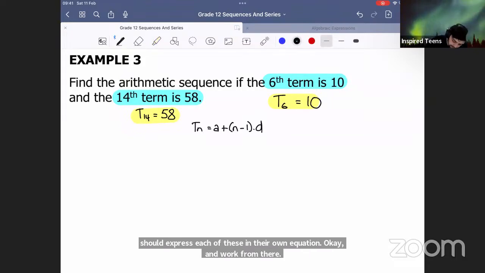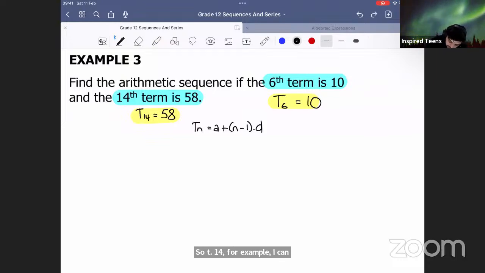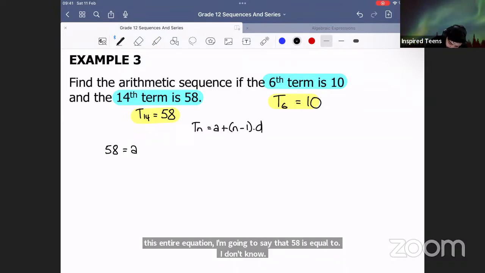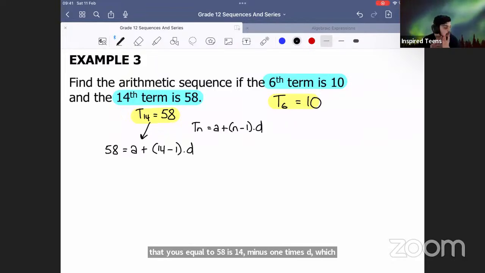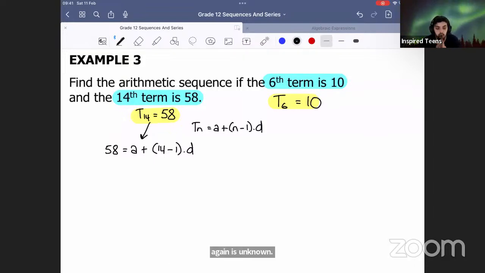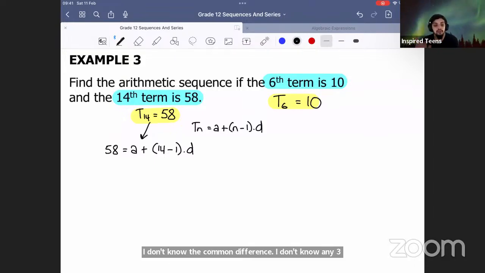So T14, for example, remember, T14 is equal to 58. So when I equate it to this entire equation, I'm going to say that 58 is equal to A, I don't know my first term, plus N minus 1 times D. I know N, because I'm working with the information that T14 is equal to 58. So N, the term number, is 14, minus 1 times D, which again is unknown. I don't know the common difference. I don't know any 3 consecutive terms. All I know is that T14 is equal to 58.